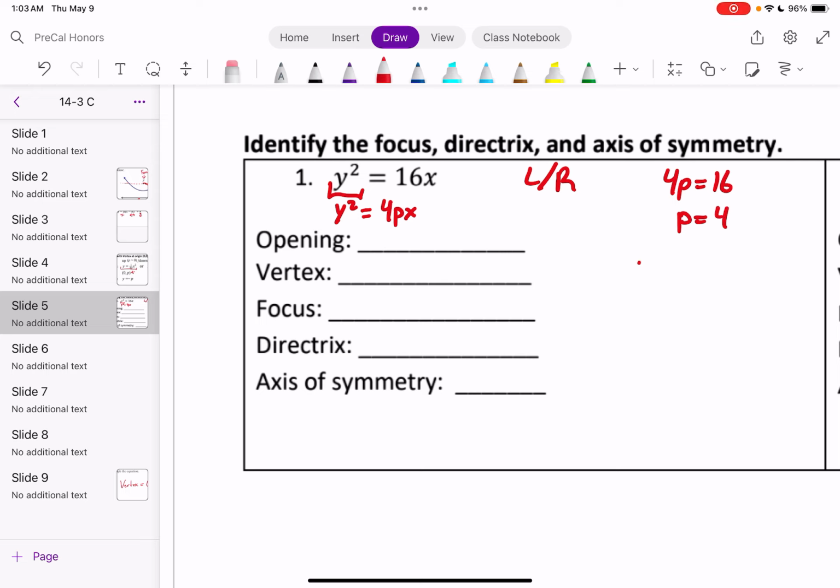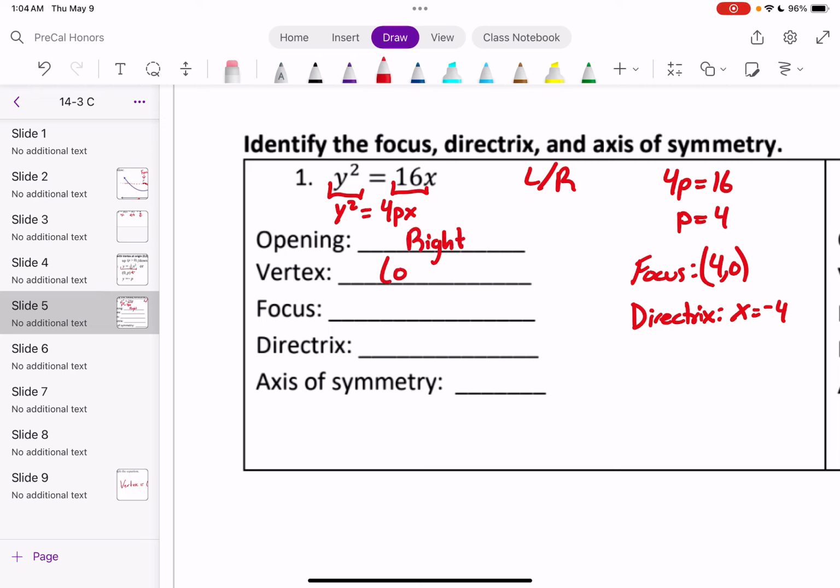Our focus in this case would fall as 4, comma 0. Our directrix would actually be x is equal to -4. Now, we are able to tell whether this is going to open right or left based on the number that we are looking at within the equation. Because 16 is positive, a positive divided by a positive would give us a positive, which means this would open towards the right-hand side.